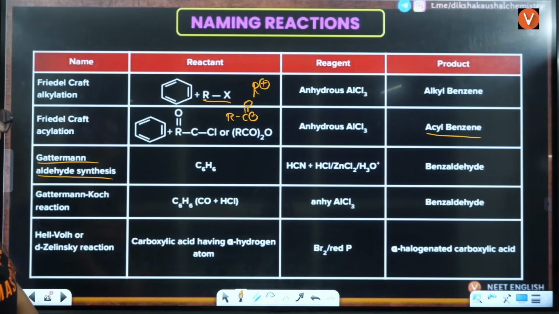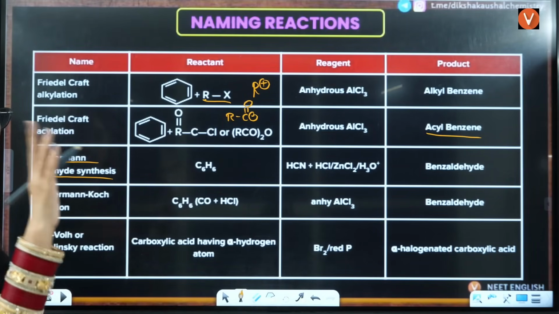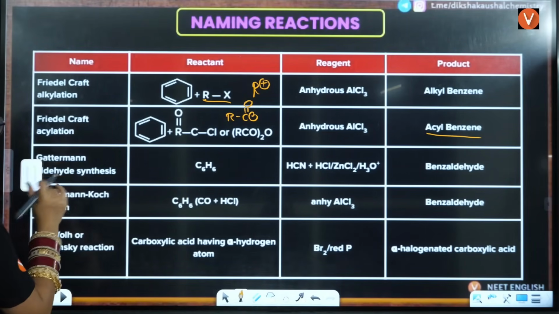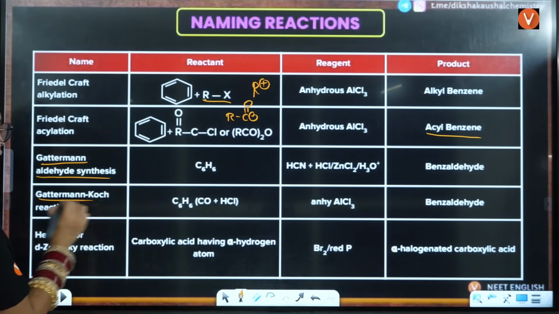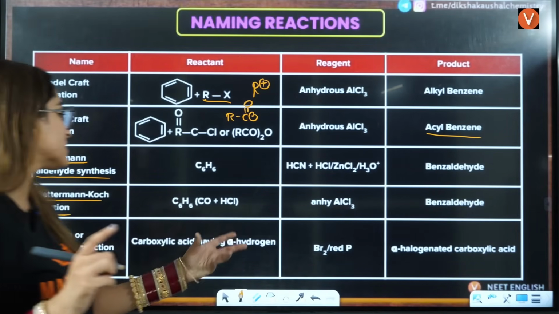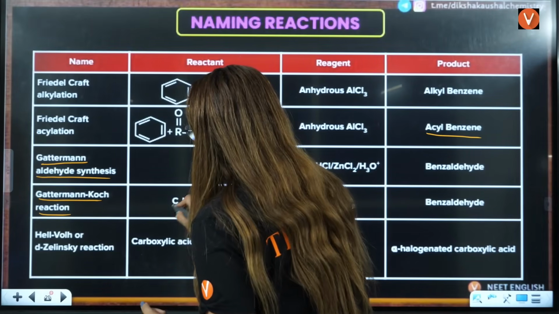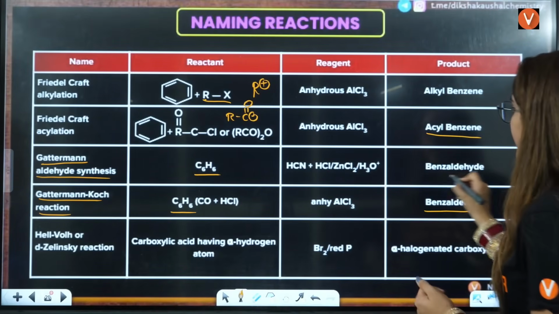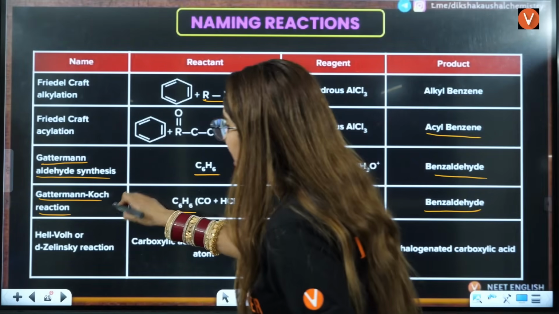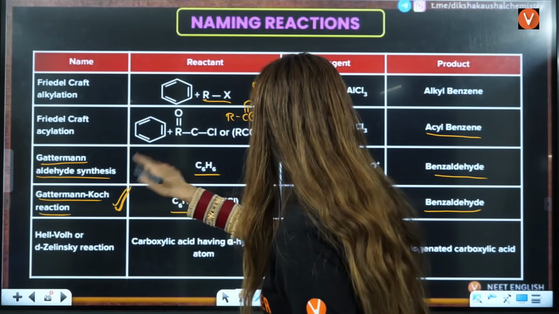Gattermann aldehyde synthesis, that is the Gattermann-Koch reaction. Wait a minute. See, there are two kinds of reactions: one is Gattermann aldehyde synthesis, the other is the Gattermann-Koch reaction. In both cases, you will see C6H6 is converted to benzaldehyde. This reaction is in your syllabus. This reaction is not in your syllabus.